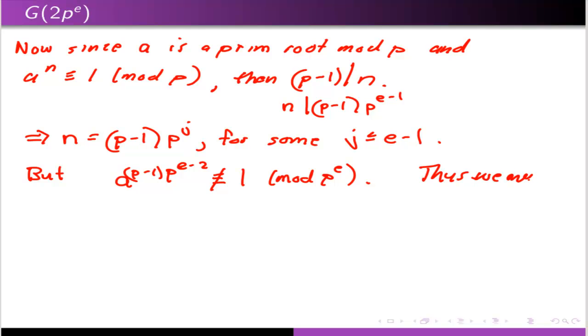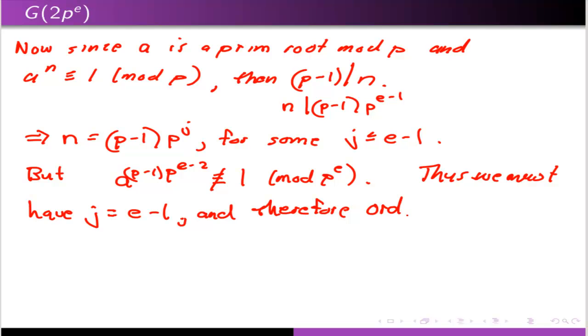We must have j equaling e minus 1, and therefore the value n, the order of a, is in fact the full order of the group. P minus 1 times p to the e minus 1. QED.